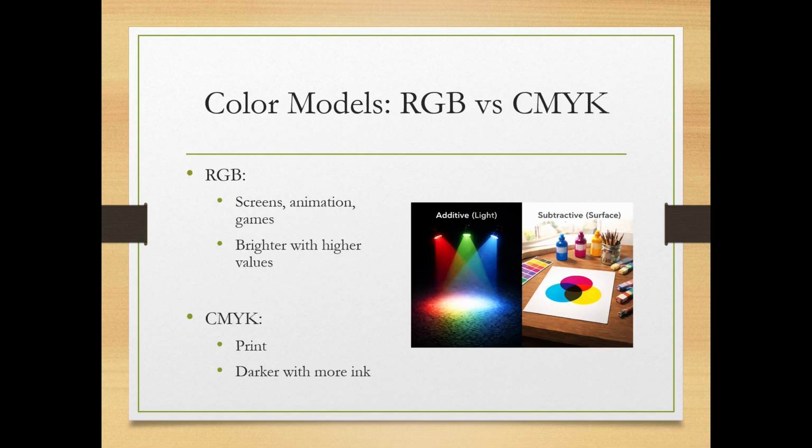Generally speaking, we end up with brighter and higher values. Why is that significant? Because sometimes we're also working in the realm of print. Print uses a different color model, the CMYK color model, and it's darker with more ink applied. What's the significance there? We can't just take something we make in RGB and print it. There's going to be a discrepancy because of how things operate.